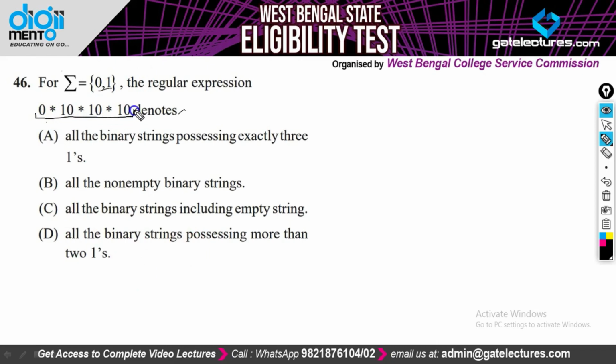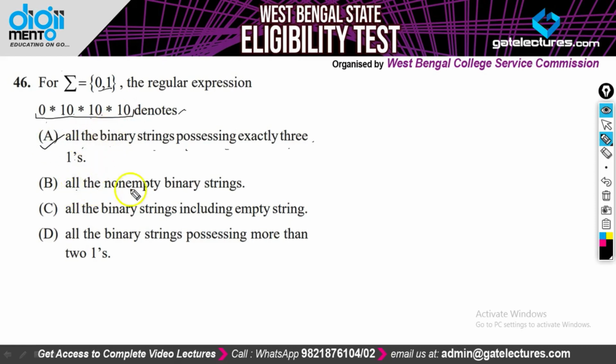So first try to analyze this regular expression. In this, it can have any number of 0s and then 1, any number of zeros or just epsilon and then 1, any number of zeros, then 1 and 0s. What the first option says is all the binary strings possessing exactly 3 ones. Yes, it is right, exactly 3 ones, not less than 3, not more than 3. So yeah, option A seems right at the moment.